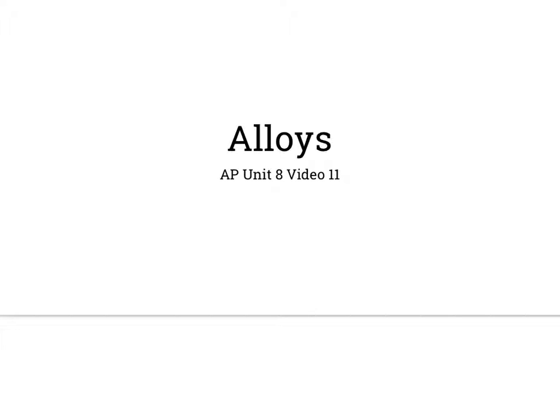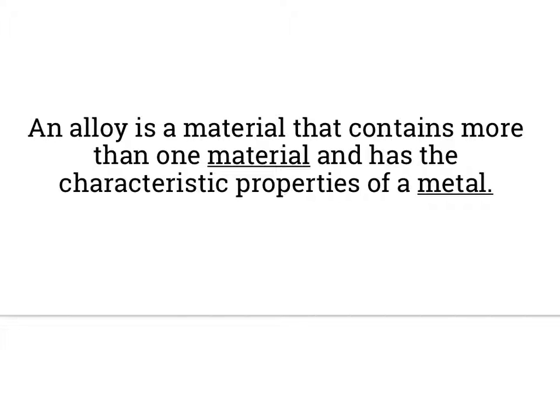Alright, so in this video, we're starting on metallic solids, but first we're going to talk about some alloys. They're a special type of metallic solid. An alloy is a material that contains more than one material and has the same characteristic properties of a metal, meaning it's like a homogeneous mixture of metals. So like brass, like stainless steel, like almost every type of wedding ring you see. There are multiple metals in one substance.